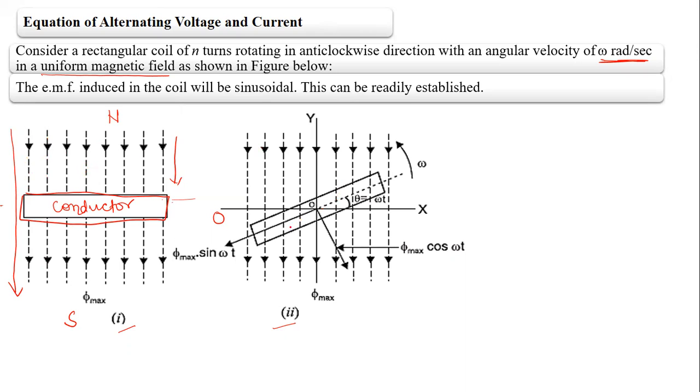Now let us assume that this coil rotates in the anti-clockwise direction with some angular velocity omega, and it tilts at a certain angle theta, which is equal to omega t. Theta is equal to omega t, where omega is the angular velocity, and theta is the angular displacement.